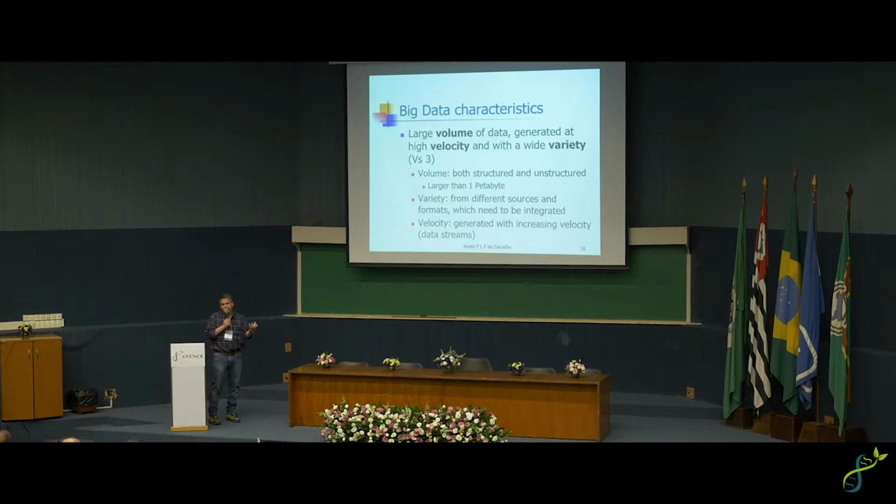Variety: data come from different sources with different complexity and different formats, and you have to integrate them. And velocity: data comes faster and faster, and sometimes you need a model that can forget about previous data, because the probability distribution that generates the data can change over time.